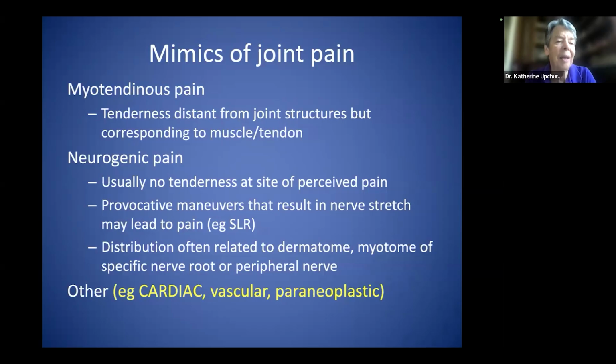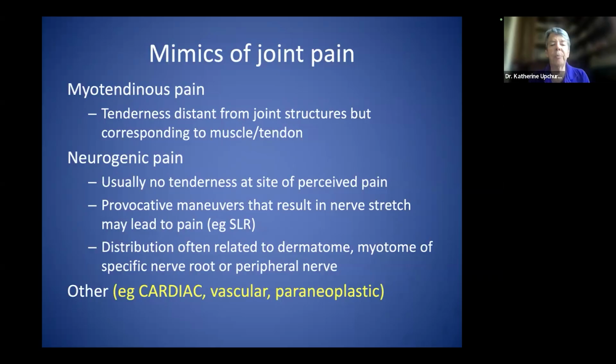A good example of that is, say, biceps tendonitis, which causes what some people might interpret as shoulder pain, but in fact, it's the insertion of the biceps tendon onto the shoulder joint. Neurogenic pain is another example of pain that often is thought to be joint pain, but there's usually no tenderness at the site of perceived pain. And additionally, if you do provocative maneuvers that result in nerve stretch, such as the straight leg raising sign, you can duplicate pain that the patient's experiencing.